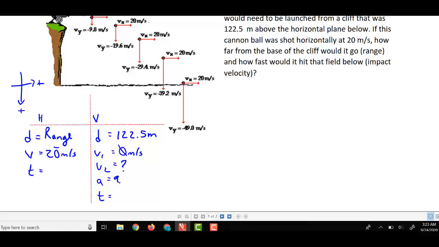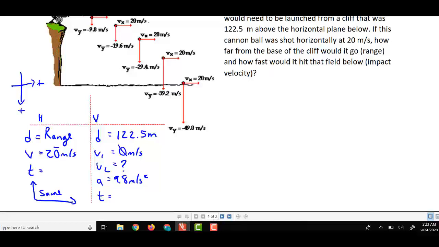Our acceleration due to gravity is 9.8 meters per second every second. Sometimes we write that as meters per second squared. And we don't know how much time it's in the air for. But what we do know is that these two times, given that it's considering the same object, are indeed the same.